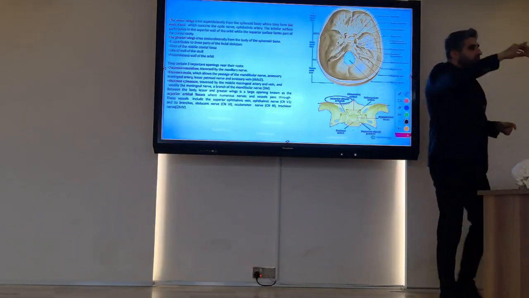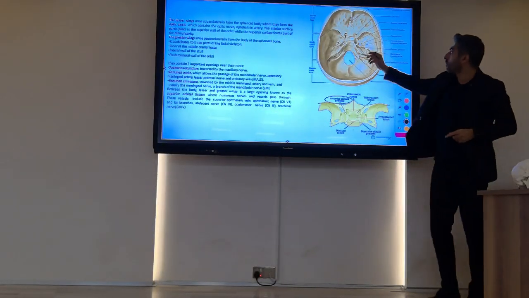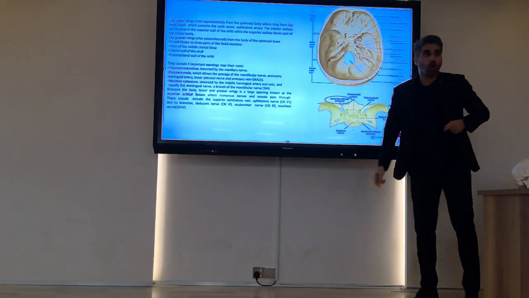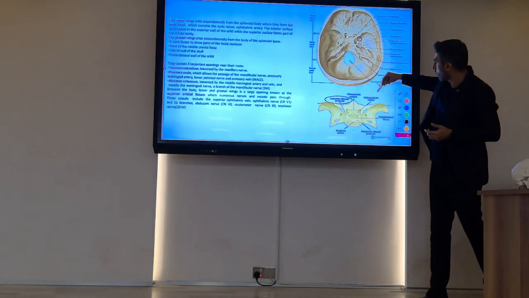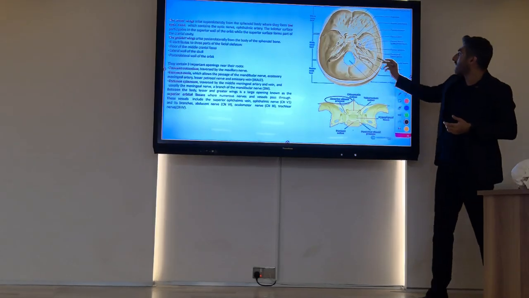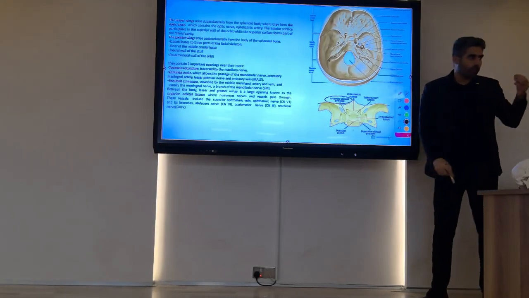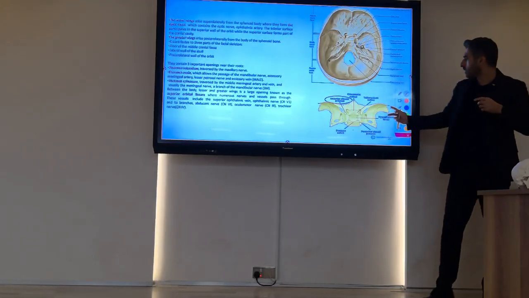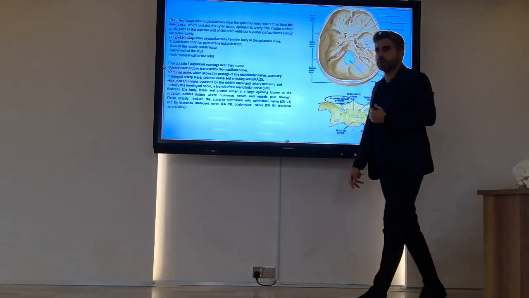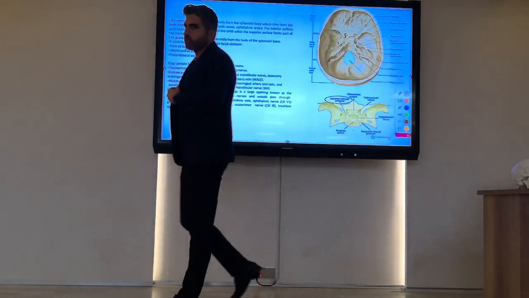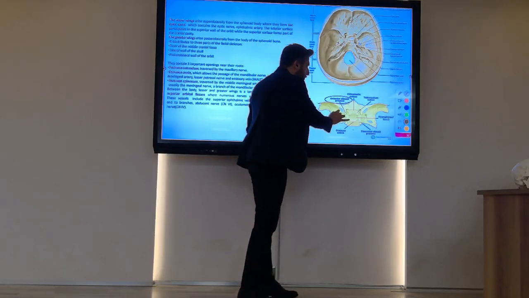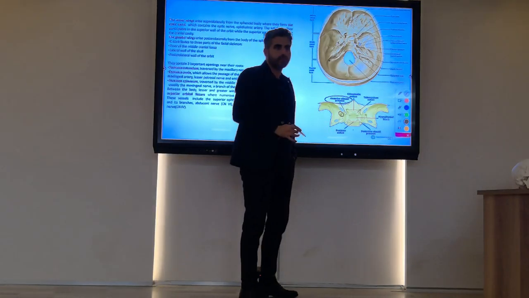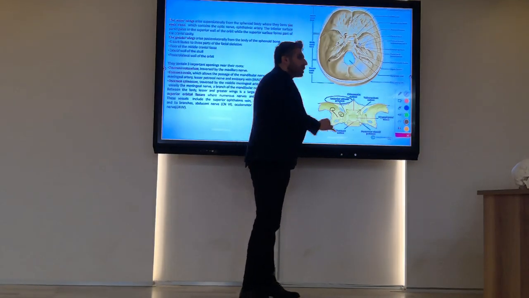Rotundum means round and big foramen. Foramen rotundum. Oval foramen. Oval means like oval shape. It's here, oval shape. And spinosum, for a spinous process, I will tell you. So from these 3 foramens, we have different structures passing. For example, from foramen rotundum, the maxillary nerve.